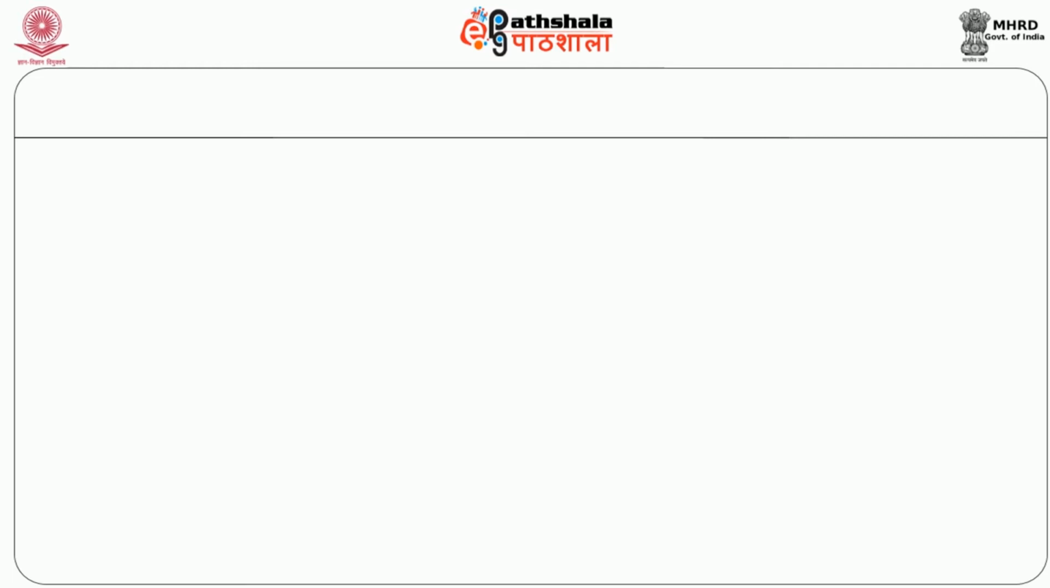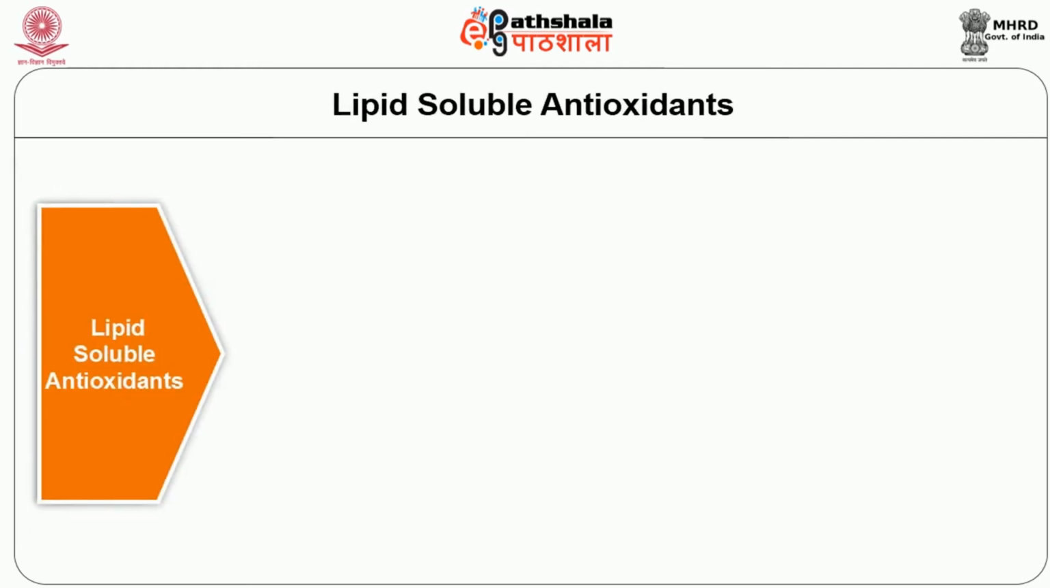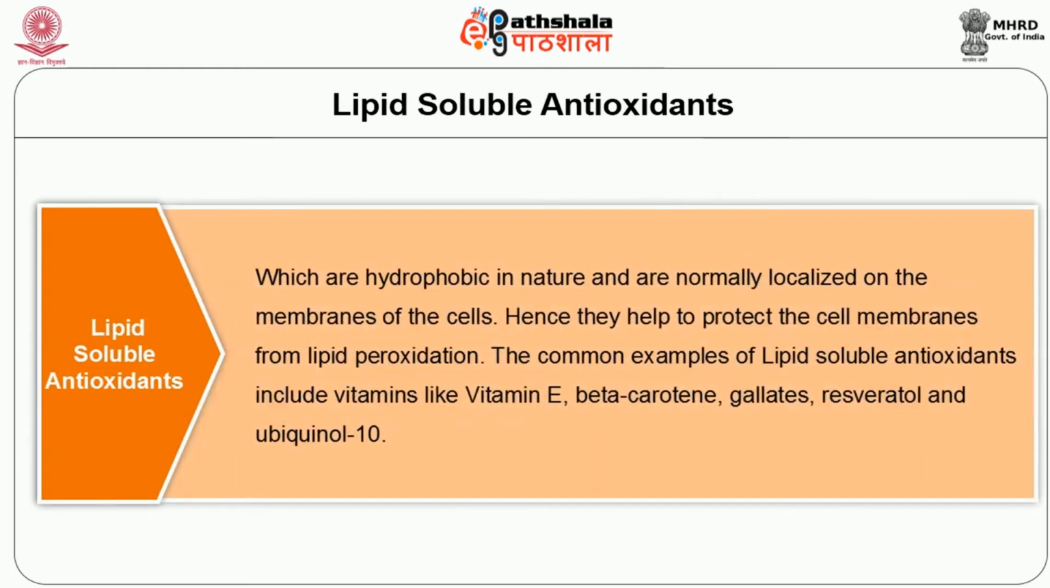Now we will see about the lipid-soluble antioxidants, which are hydrophobic in nature and are normally localized on the membranes of the cells. Hence, they help to protect the cell membrane from lipid peroxidation. The common examples of lipid-soluble antioxidants include vitamins like vitamin E, beta-carotene, gallates, resveratrol and ubiquinol 10.